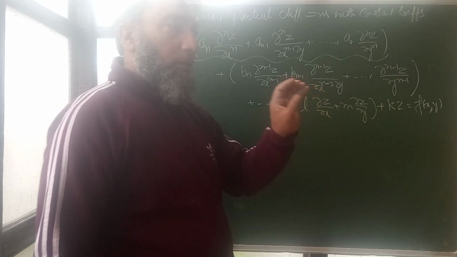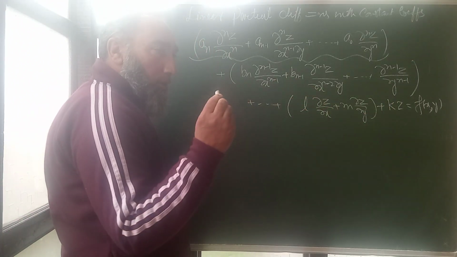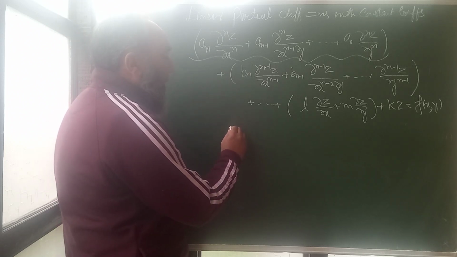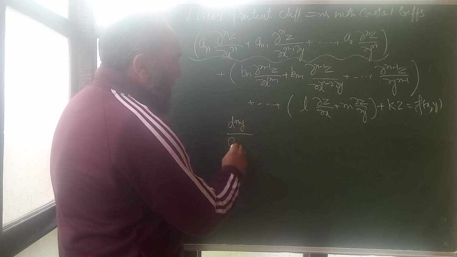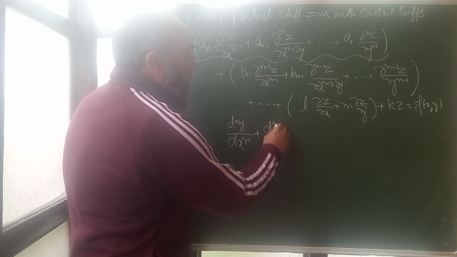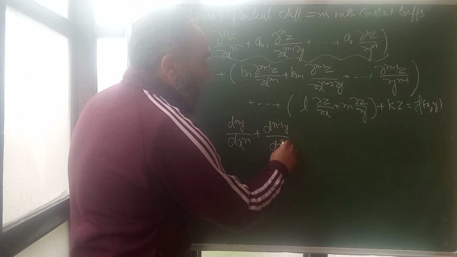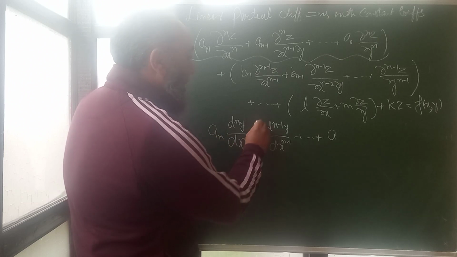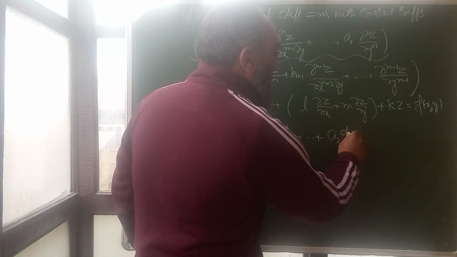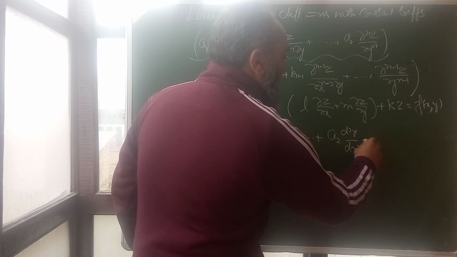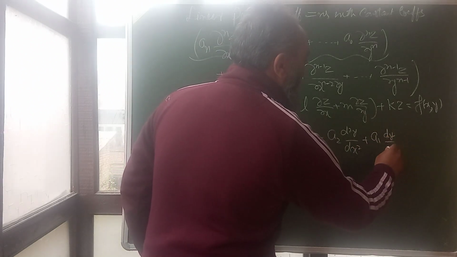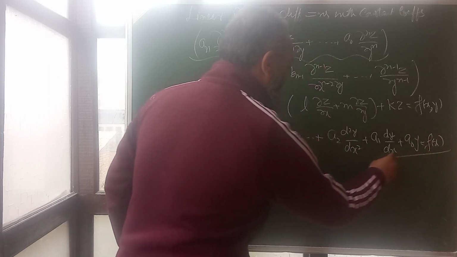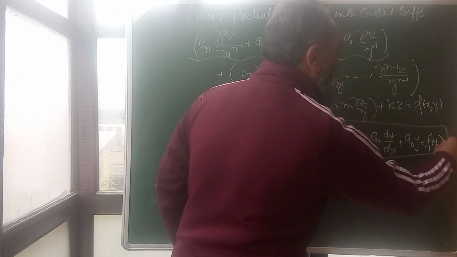Just like the ordinary linear differential equation with constant coefficients, say d^n y by dx^n plus a_{n-1} d^{n-1} y by dx^{n-1} plus, say, a_2, this is a_1 dy by dx, then a_0 y equals a function of x. This we have seen in our first semester. This we have done. How to solve this, you know.